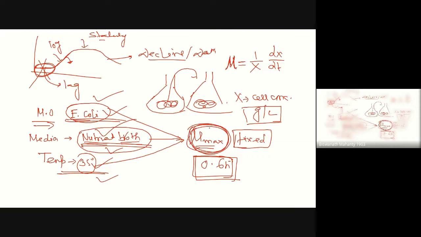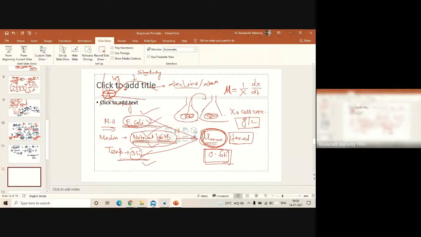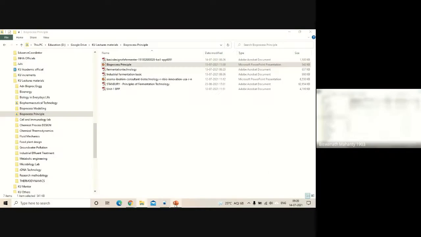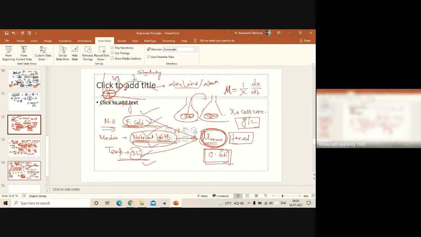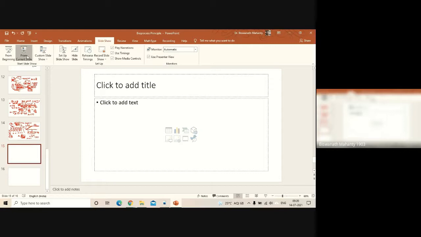So mu max is a parameter which we normally bother about. In many studies, you will find you are talking about maximum specific growth rate in bioprocess. That thing we already discussed. And just one more line I am going to add. This is for mathematical purposes, for all the bioprocess calculations you will be doing.